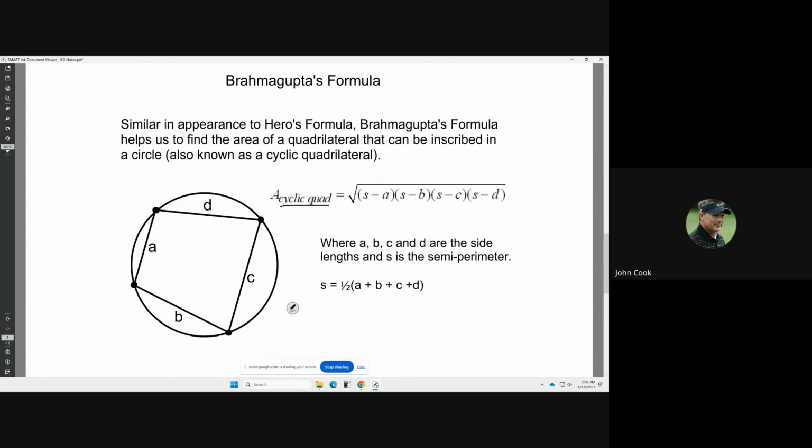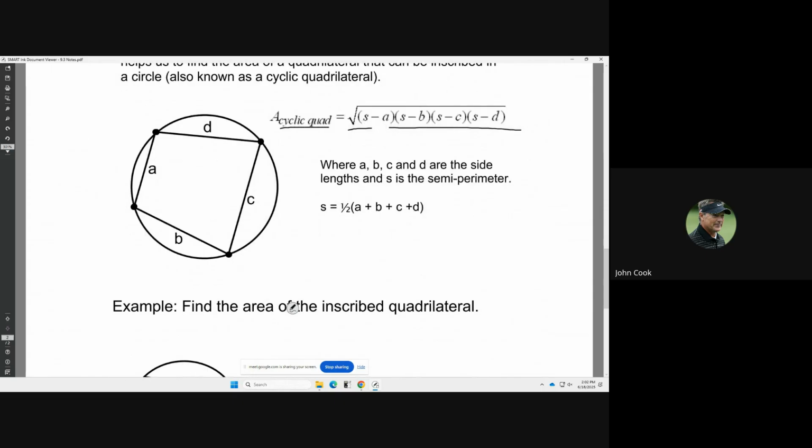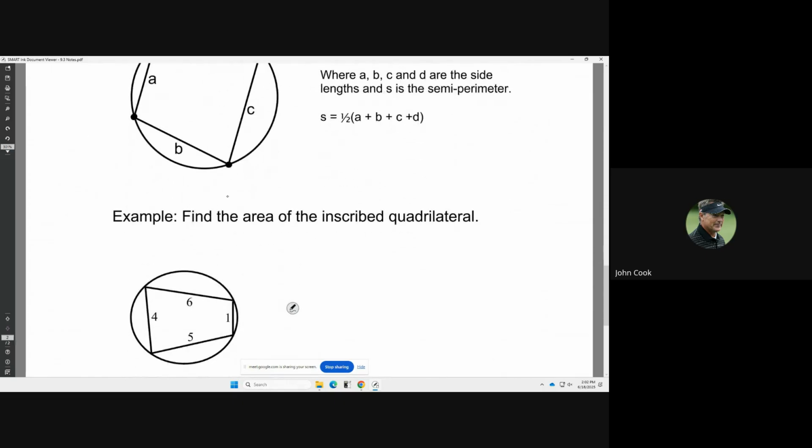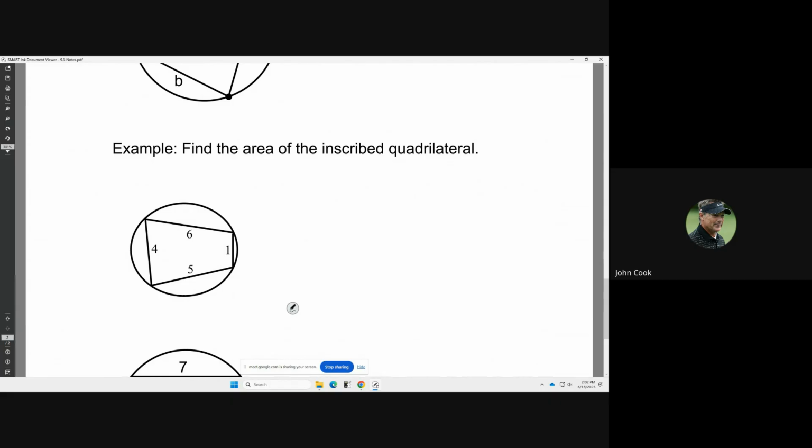And you basically just do Heron's formula again, but instead of that first one being an S, it's going to be an S minus a side length. So each one of the S's has a side length attached to it. So here's how you find the area of one of these cyclic quadrilaterals.